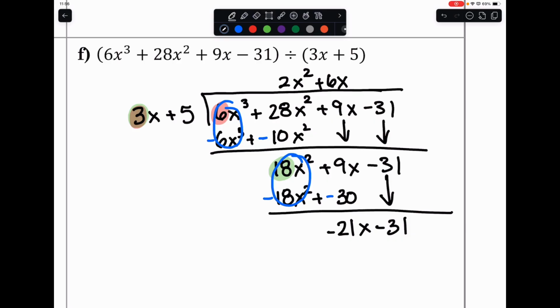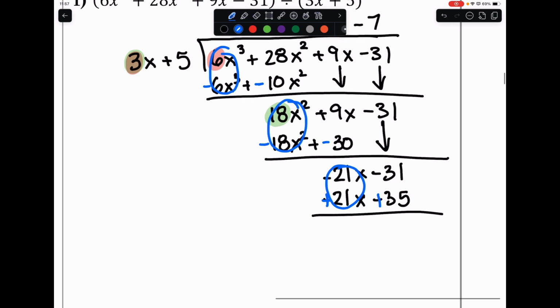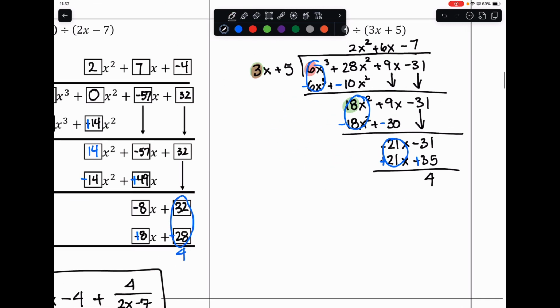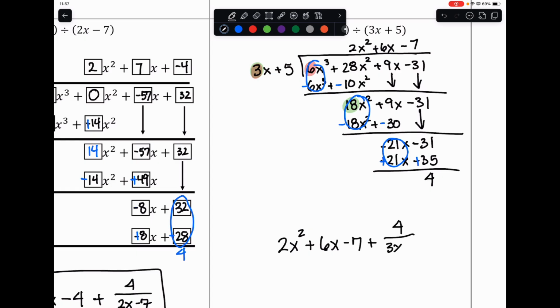Now negative 27 divided by 3, that's a total of negative 7. And negative 7 times positive 5, that's negative 35. Let's switch our signs. And we have a remainder of 4. So our solution here is 2x to the second power plus 6x minus 7 plus a remainder of 4 over 3x plus 5.